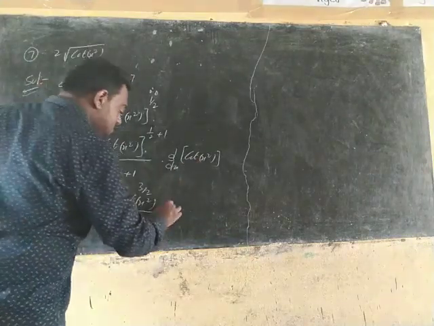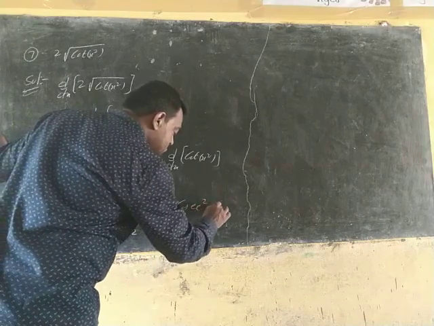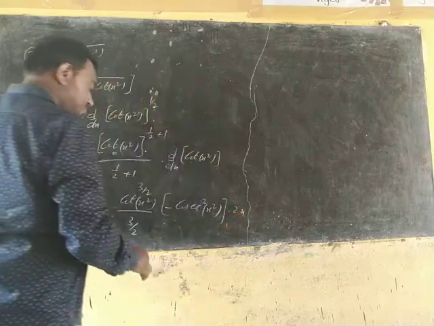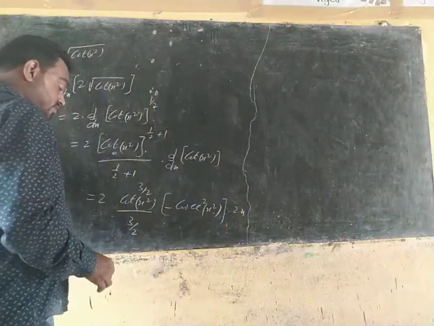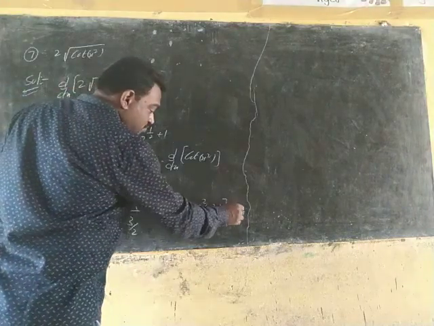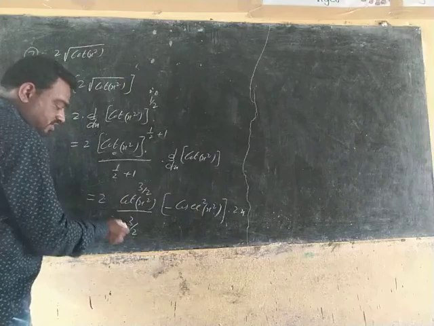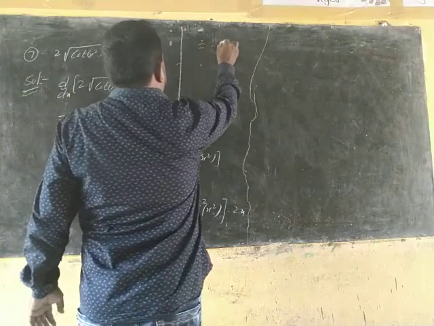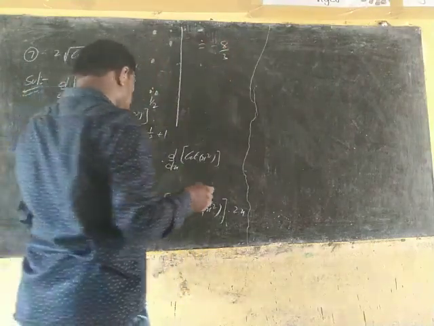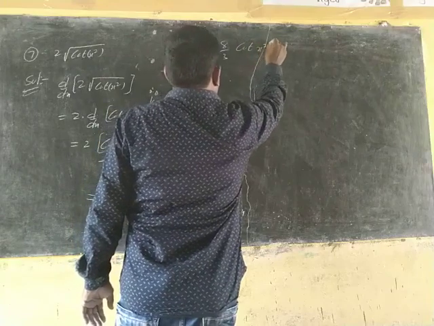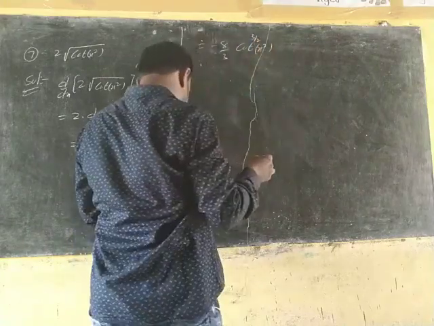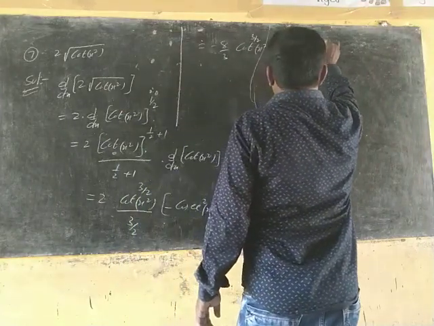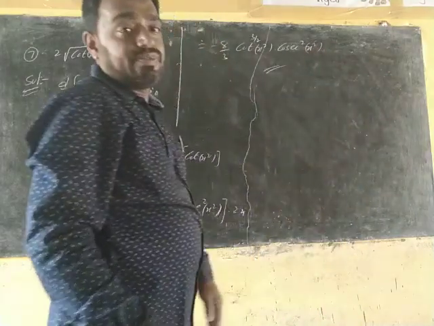Cot function derivative is minus cosec square of x square. Next x square derivative is 2x. Right? And next here, 2 into 2 is 4, in this one multiplying first position into 2, total 8 by 3. Here minus is there. So total minus 8 by 3 into cot x square to the power of 3 by 2 into cosec square of x square. Cosec square of x square is the answer.